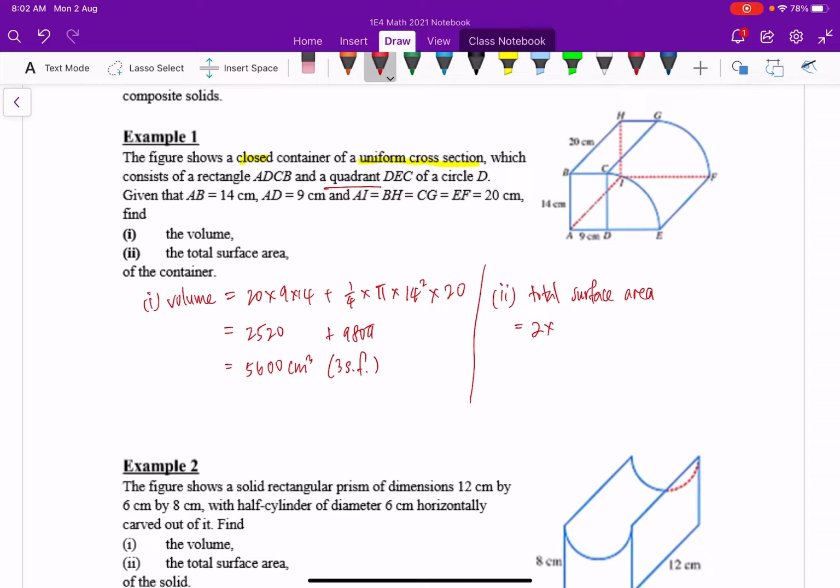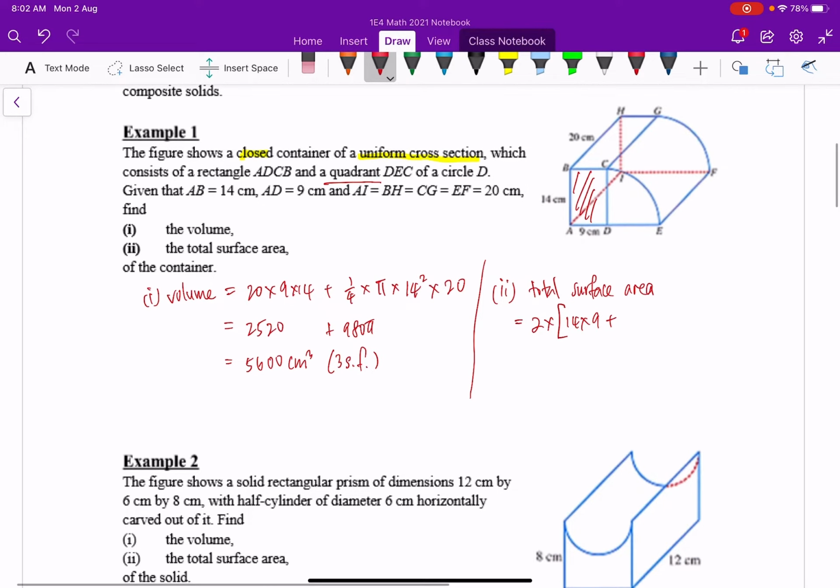For the cross-section area, first I add in the rectangle right here, and then this is a quarter of a circle, so it's 1/4 pi 14 square.